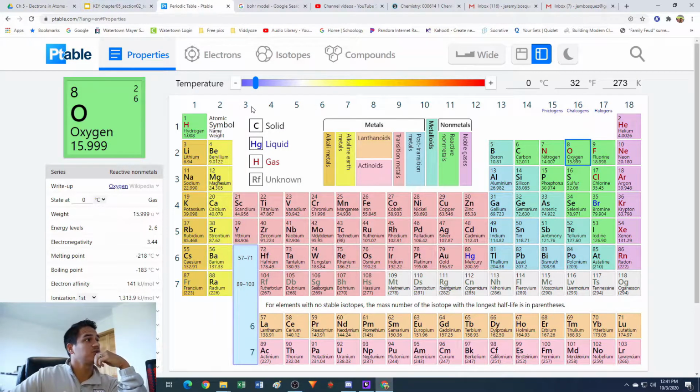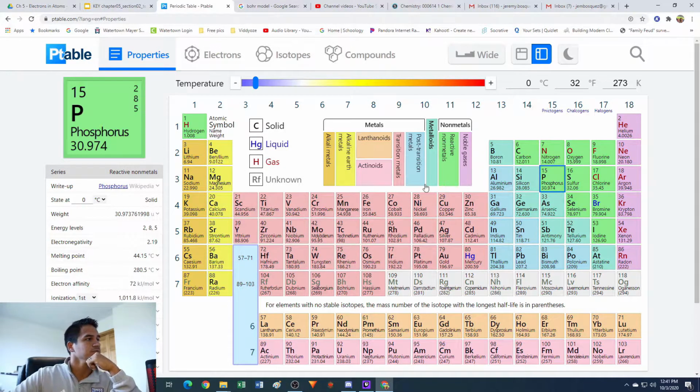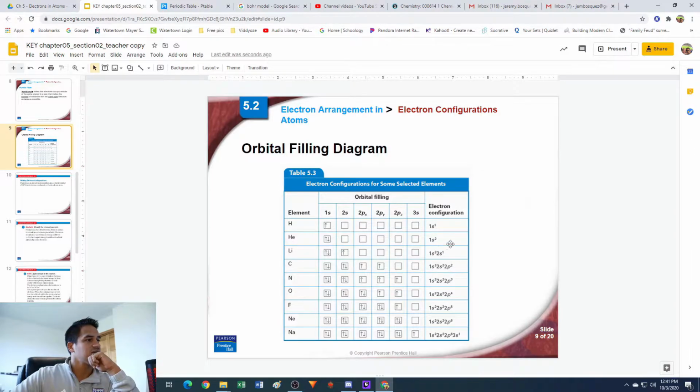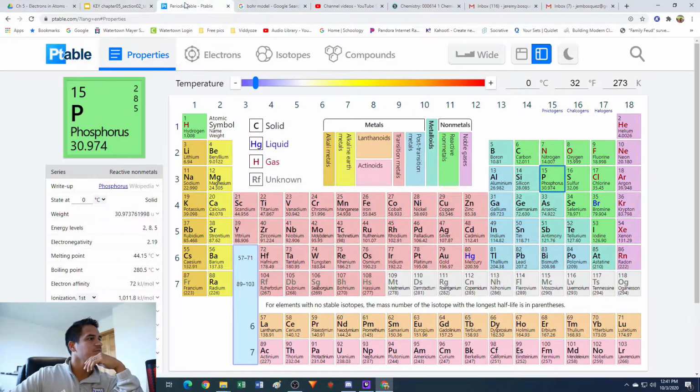So the first thing we want to do is find phosphorus. Now it might take you some time to find it, but phosphorus is element number 15. Okay, it's right here. And we're going to write out an electron configuration for phosphorus. So when we're done, we're basically going to have an answer that looks something like this: 1s2, 2s2, 2p, and so on.